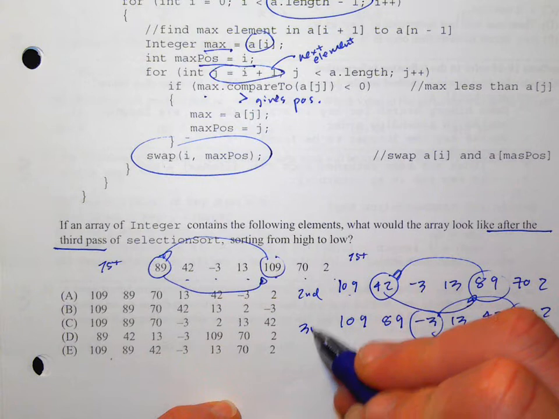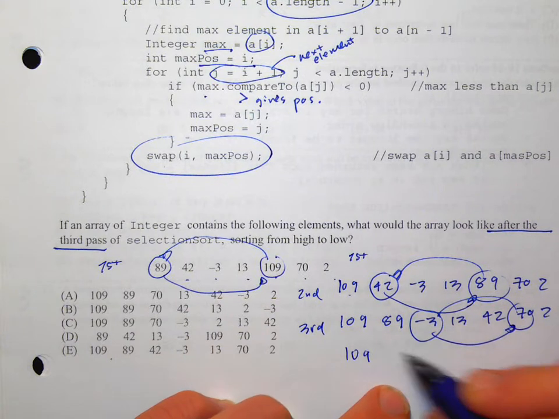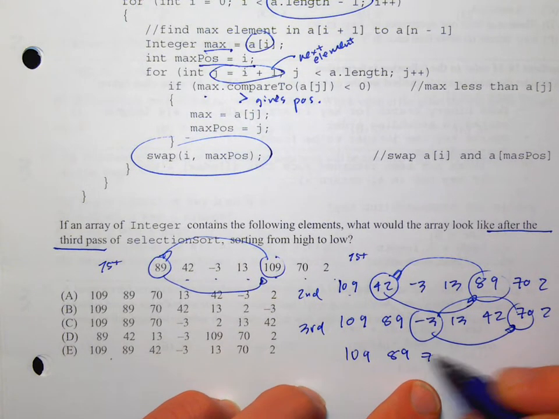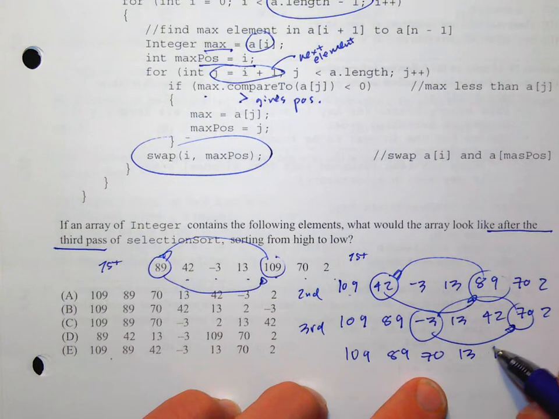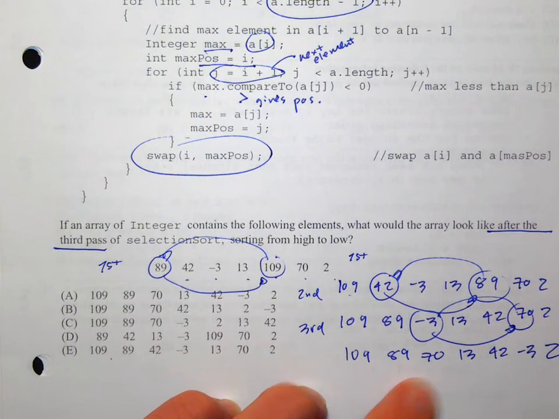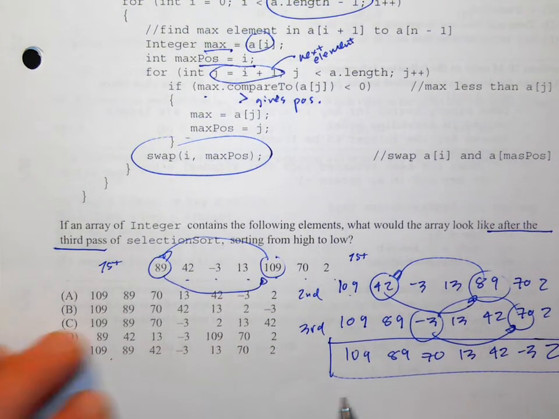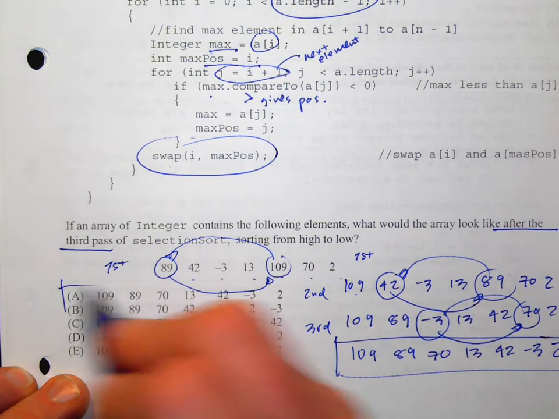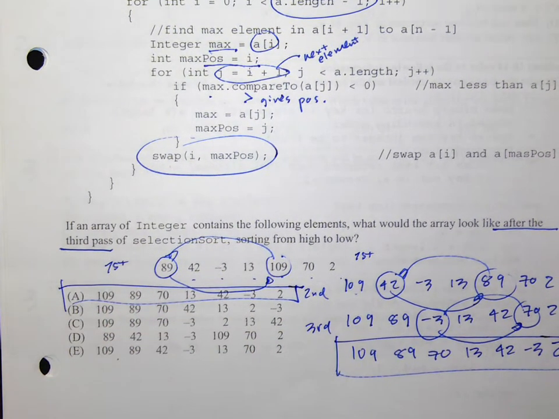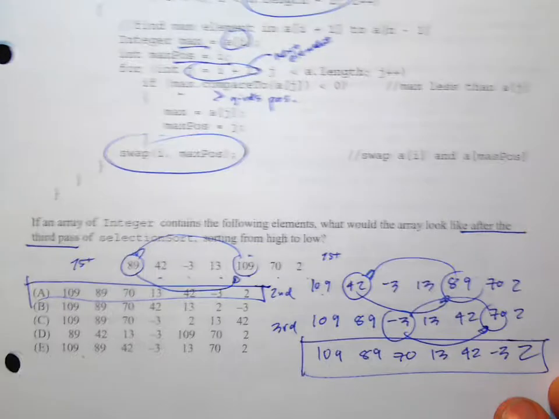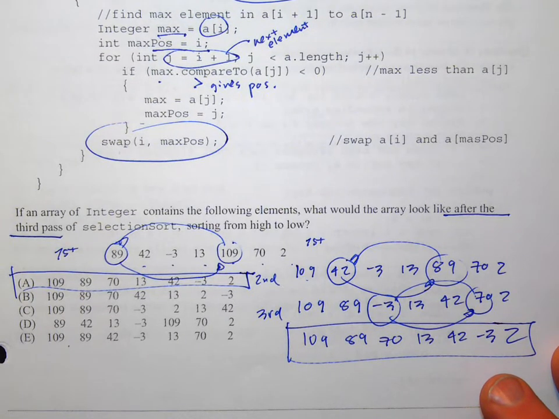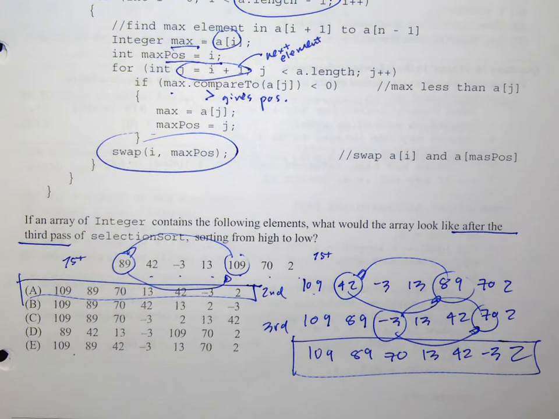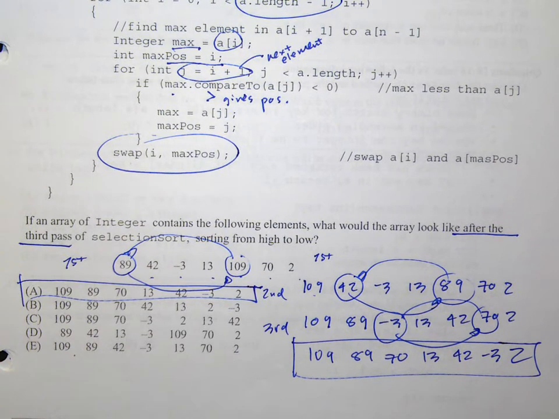So this is the third time. This is where we're at after the third pass. The first three elements are in order, but you also need to know where everything else stands. We're looking for this answer: 109, 89, 70, 13, 42, -3, 2. That is A. So that's how selection sort works. It looks for the biggest thing, puts it in the spot. Looks for the next biggest one, puts it in the spot. But it does a swap with the one it finds.